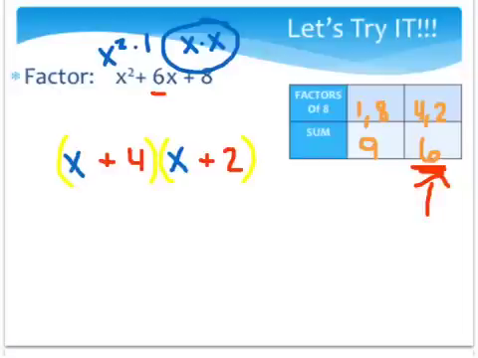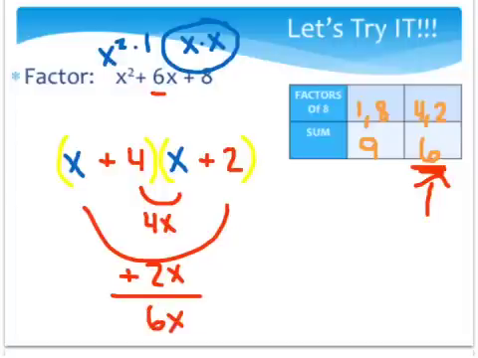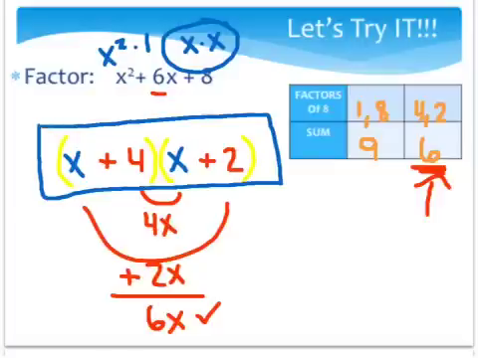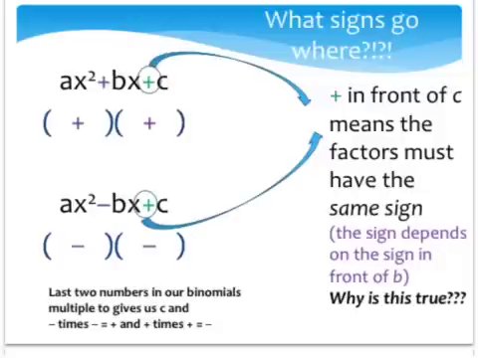Now, a quick, fast way to check that I did this right is to check my inners and my outers. This gives me 4x, this gives me 2x. When I add them together, I get 6x, which is my middle term. So I know that I did it right. Of course, you can multiply it completely back through and you would see that I end up with the trinomial I started with. If you're unsure, you should always check your answer completely by double distributing back through and making sure it matches the original trinomial.